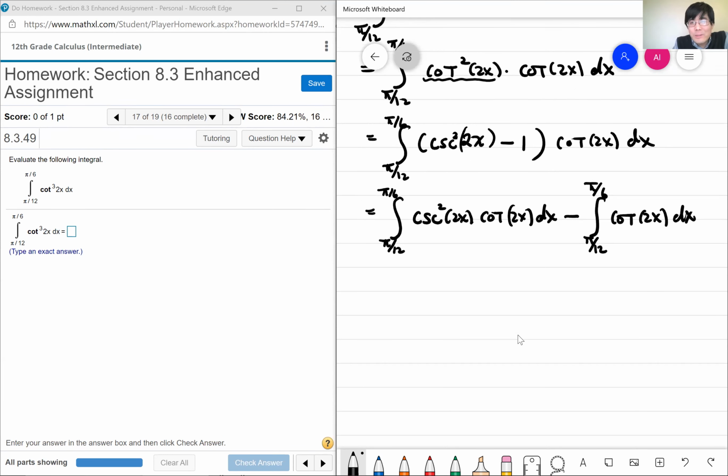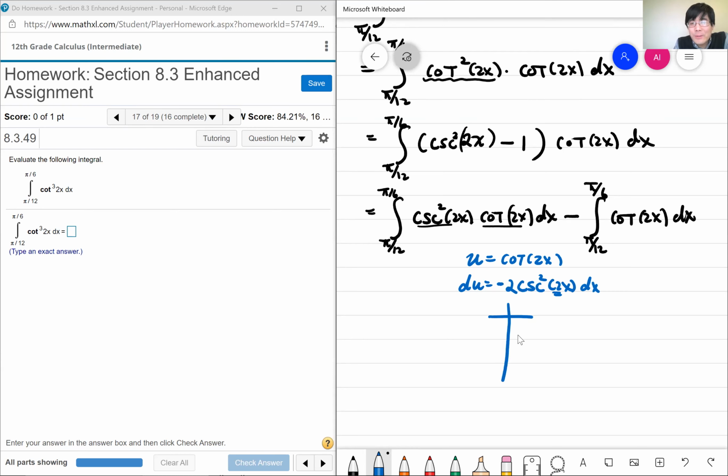Okay, so derivative of this one becomes this. So let's use the u substitution here. So let's say u is equal to cotangent 2x. Then du will be, just like a tangent derivative is secant square, cotangent derivative is cosecant square 2x dx times 2. But it's going to become negative for this one.